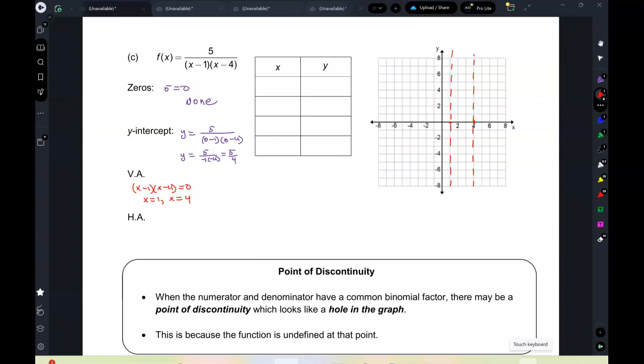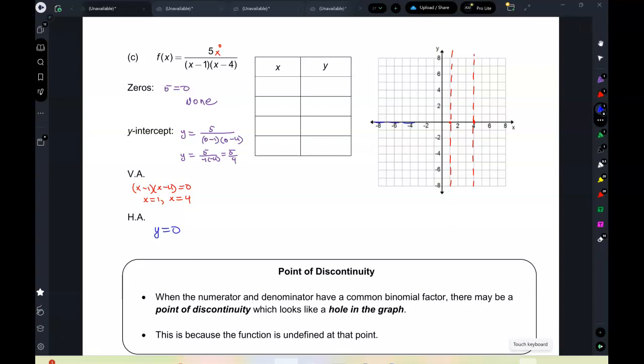What is the exponent in the numerator? There isn't one, which means it's 0. Because this was really x to the 0. That's why it's not there, right? So it's 0. By default, it's going to have a higher exponent in the denominator, right? So y equals 0 will be the horizontal asymptote.